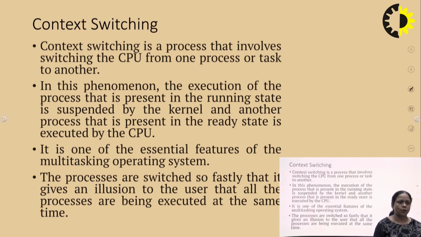Context switching is a process that involves switching the CPU from one process or task to another. In this phenomenon, the execution of the process that is in the running state is suspended by the kernel, and another process that is in the ready state is executed by the CPU. So when we are using multi-programming, context switching is required.